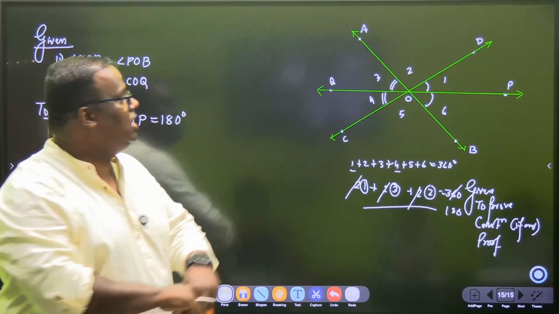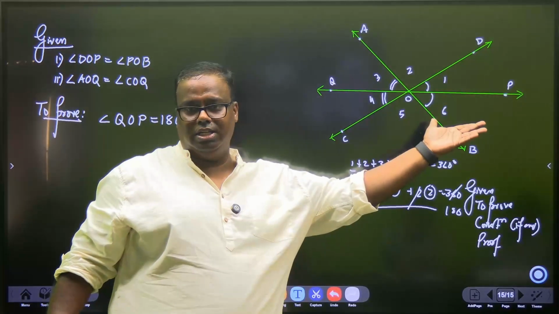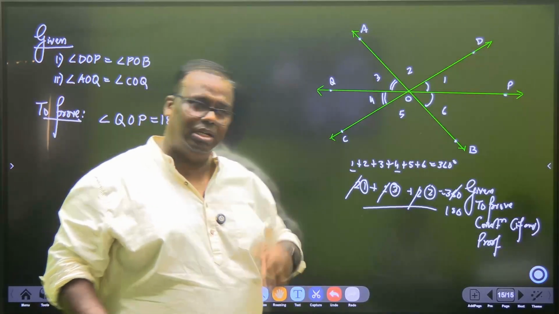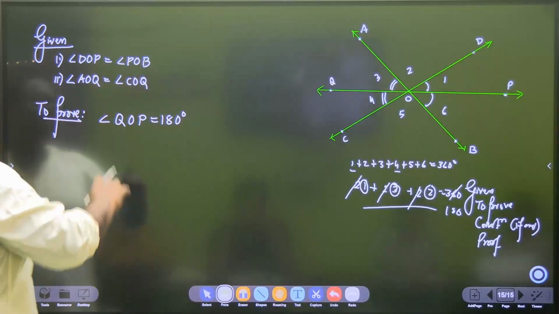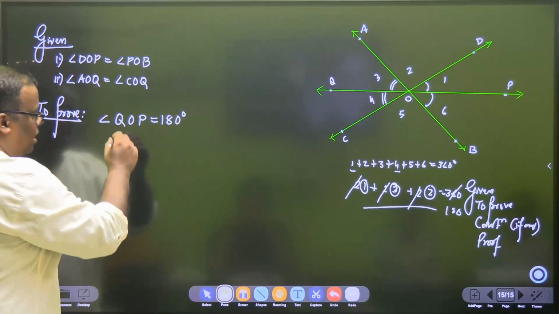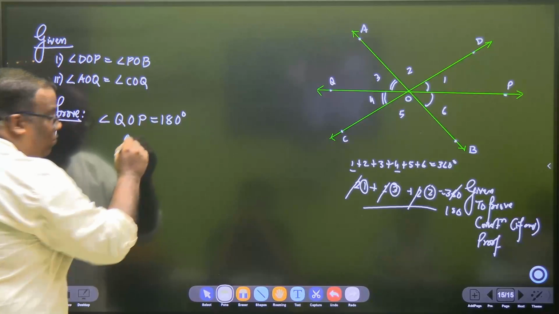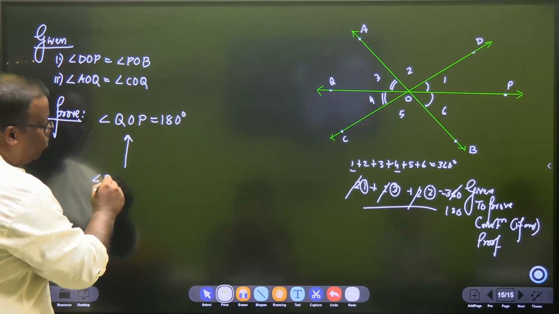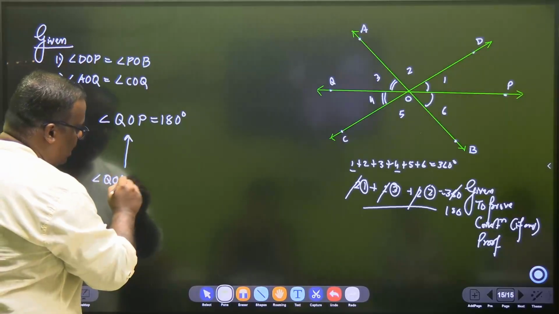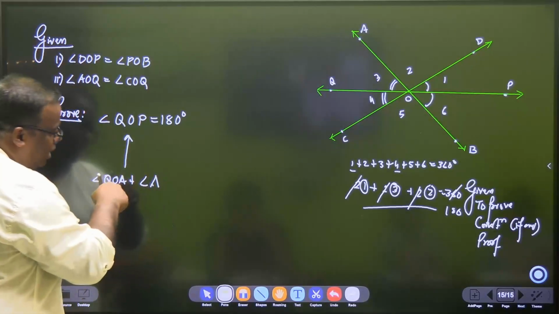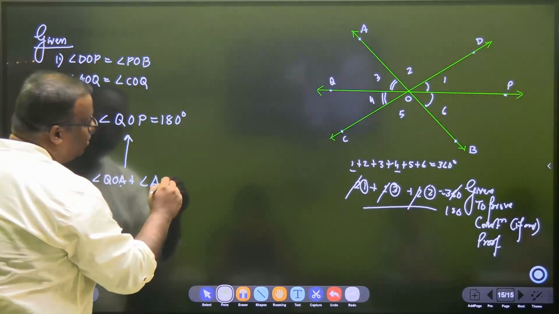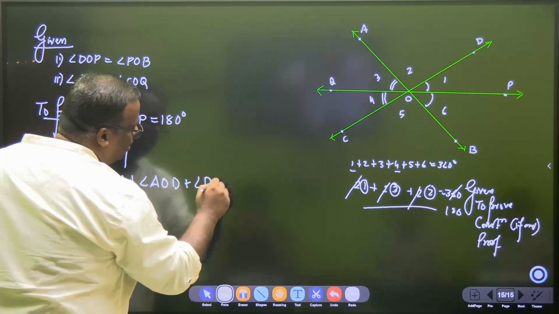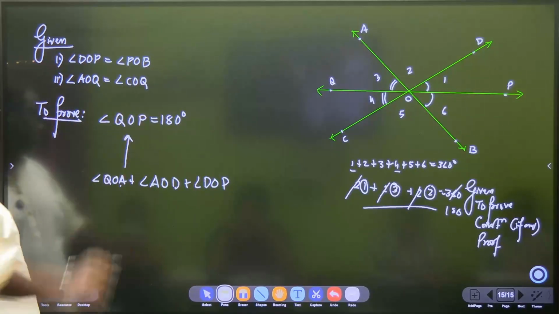1 plus 2 plus 3 is 180 degree. That's what I have to prove. Right? That's what I have to prove. That angle QOP. And how do I come to angle QOP? When I'll be doing it in fair manner, I will come as angle QOA plus angle, whatever you ended, you'll start with that. Angle AOD, then angle DOP. This thing is nothing but this.